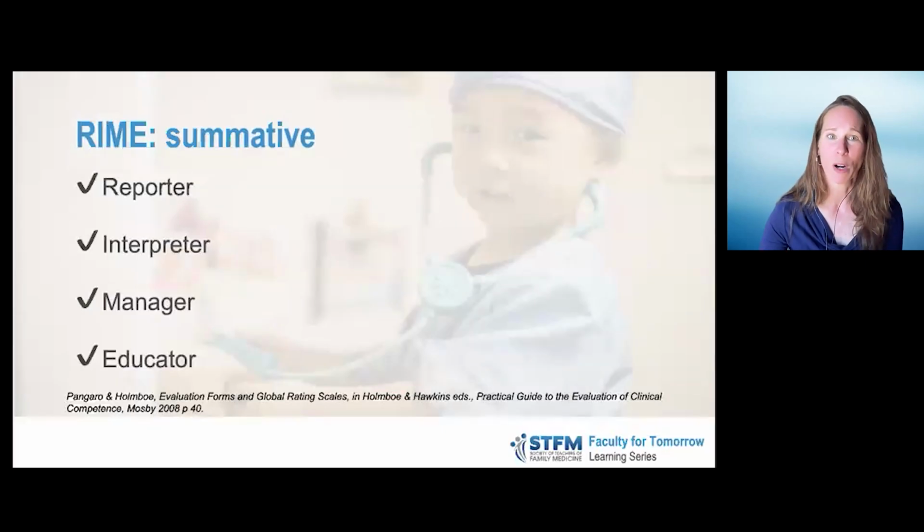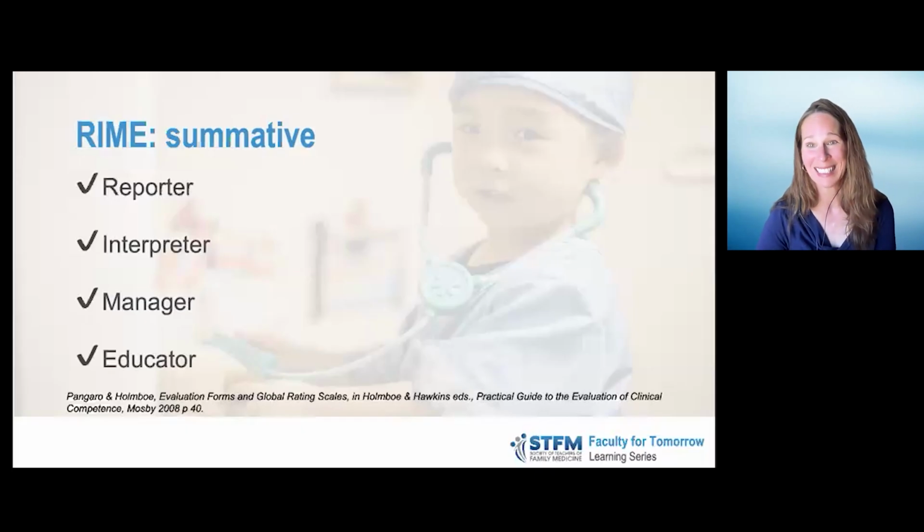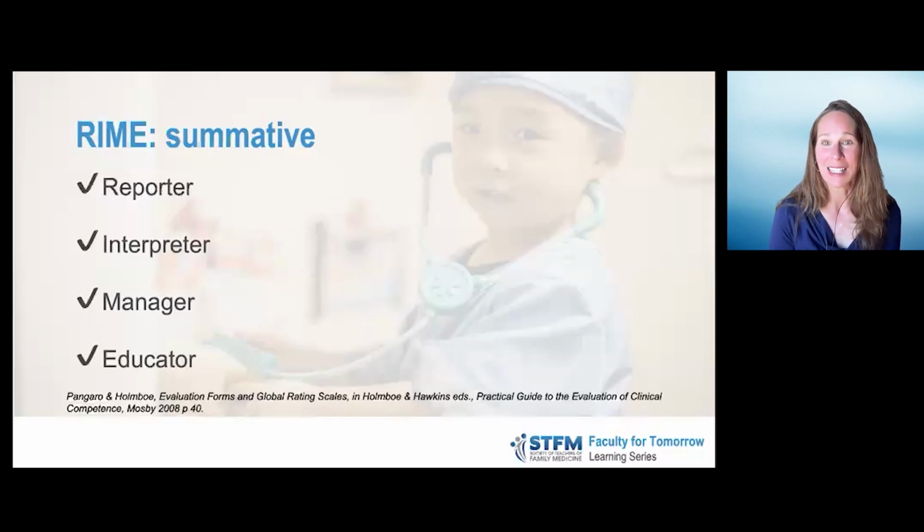The RHYME framework is a schema for summarizing our thoughts about a student's overarching or summative performance. Pangaro's RHYME framework was initially developed in the inpatient medicine setting all the way back in 1999, but it translates easily to the outpatient setting as well.